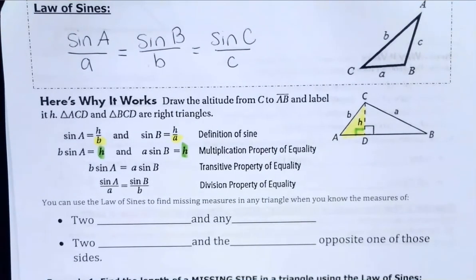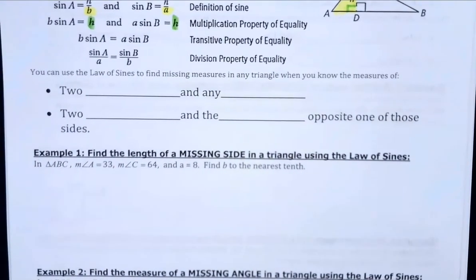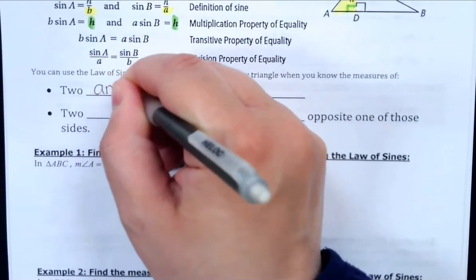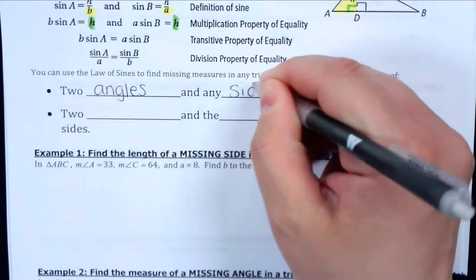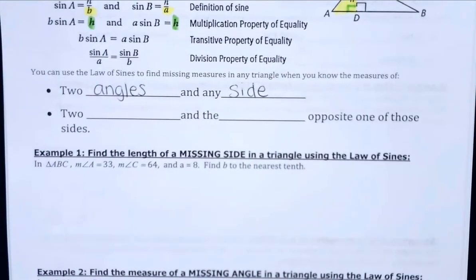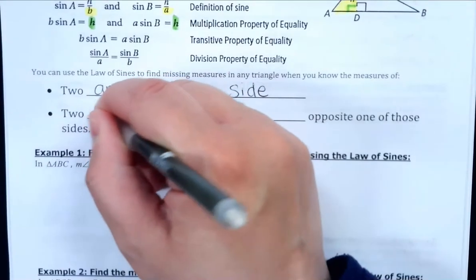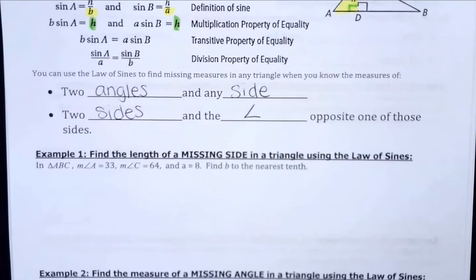Okay, when do you want to use the law of sines? You want to use the law of sines if you have two angles. Anytime you have two angles and any side, you want to use the law of sines. The more angles you have in the diagram, the more you want to use the law of sines. So two angles and any side. Or the other situation is if you have two sides given to you and the angle opposite one of those sides, so across the triangle from one of those sides. And we're going to do a couple of them.